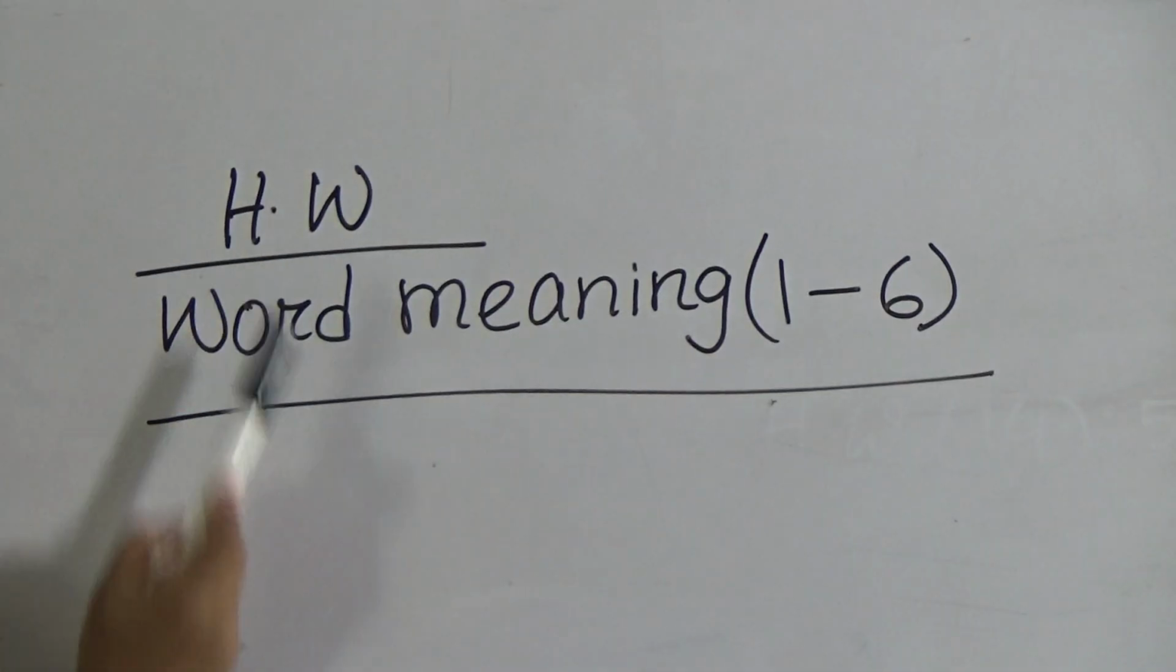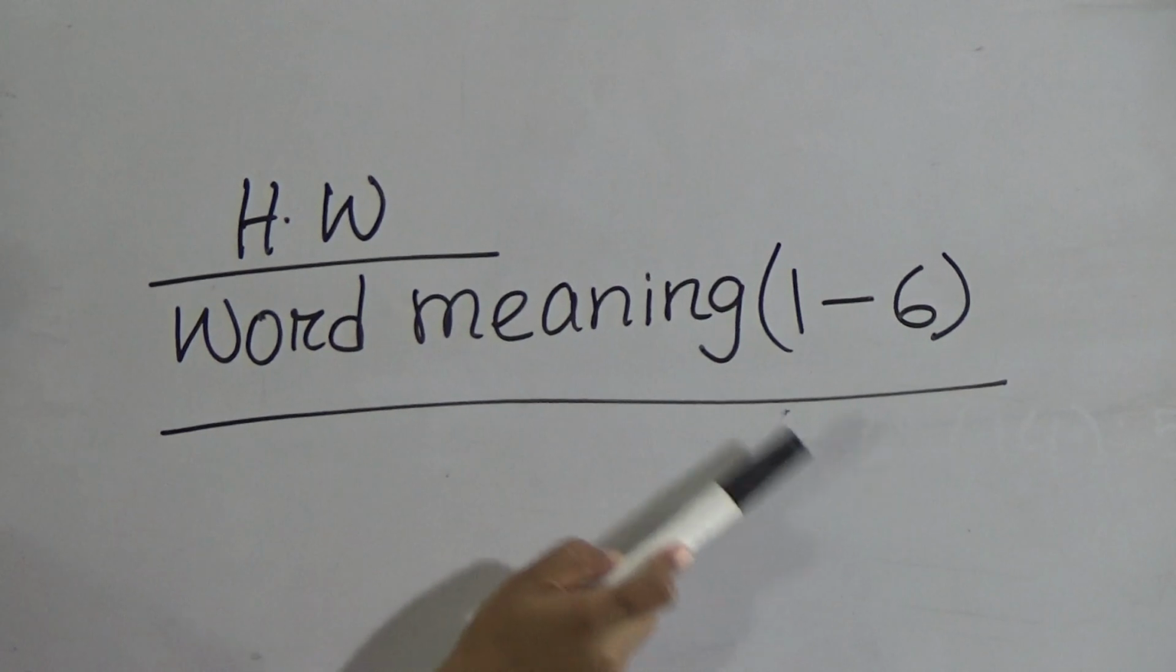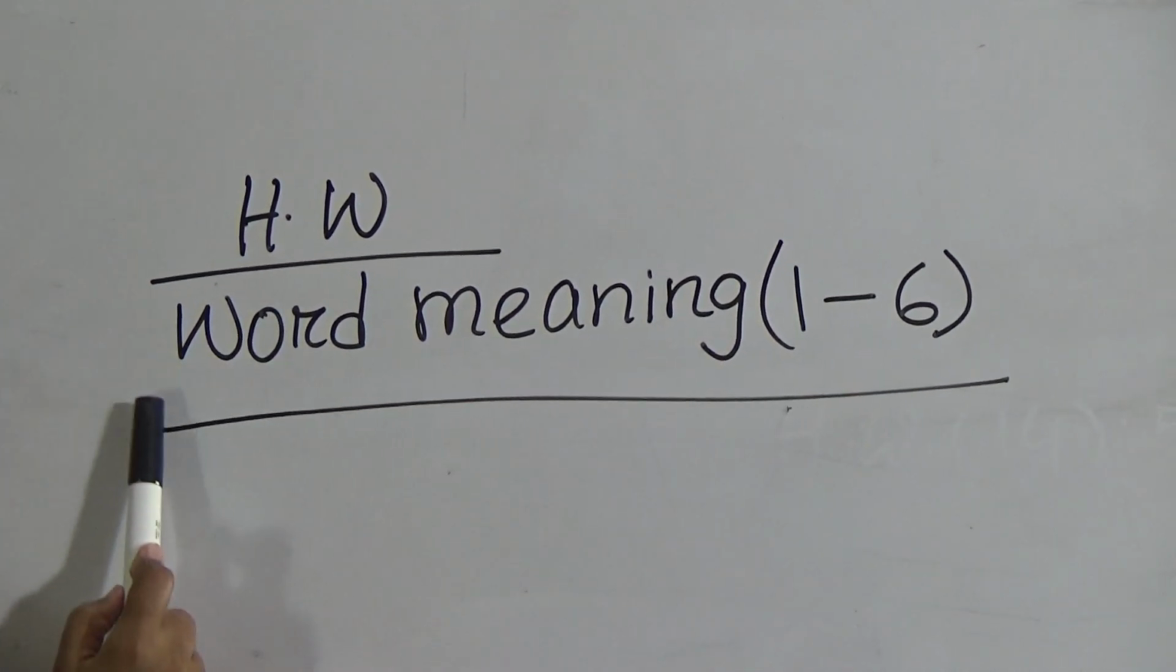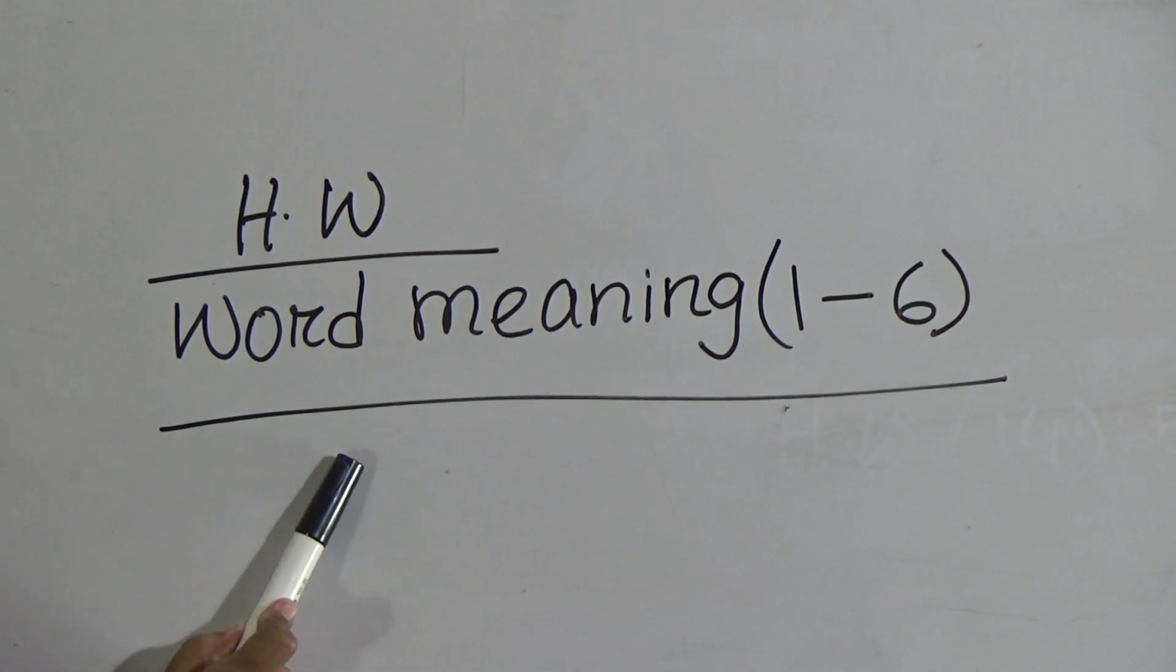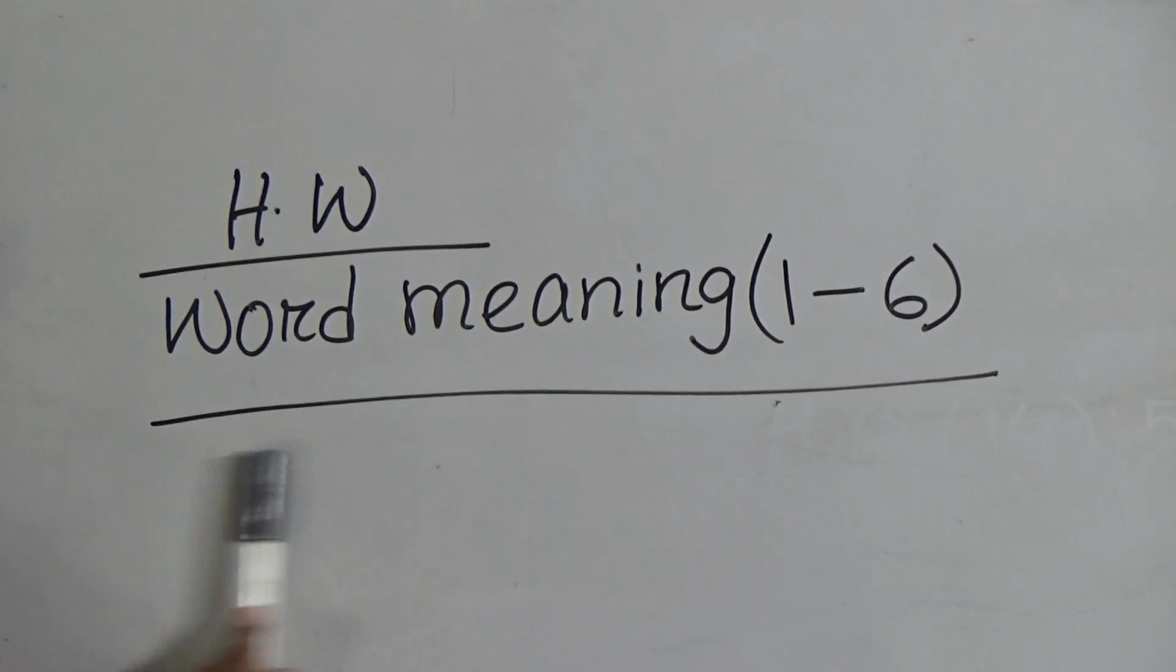Your HW is word meaning number 1 to 6. This is your SW word meaning number 1 to 6. This is SW number 18 word meaning 1 to 6.